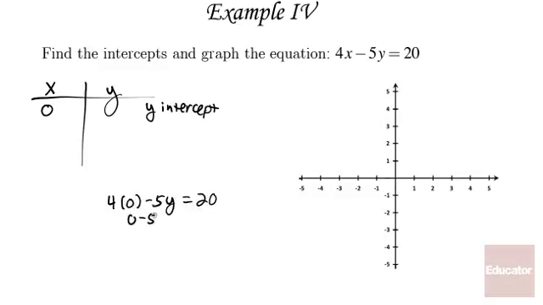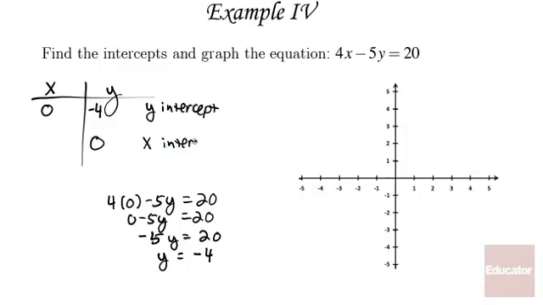So this is going to give me 0 minus 5y equals 20, or negative 5y equals 20. Divide both sides by negative 5 to get y equals negative 4. Okay, next I want to find the x-intercept. To find that, I'm going to let y equal 0. So I'm going to go back and do this again, this time letting y equal 0. So this is for the y-intercept, and this is for the x-intercept.